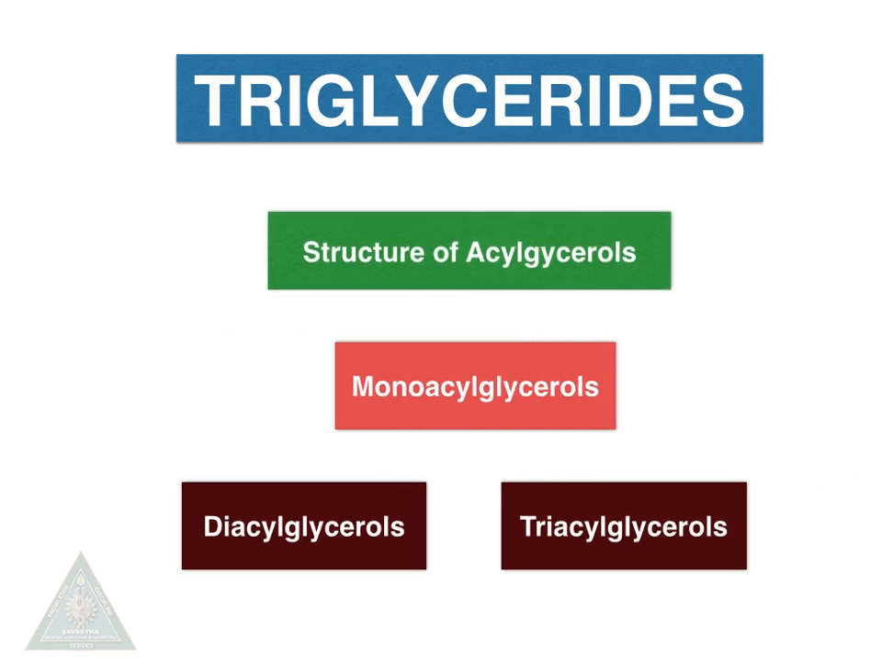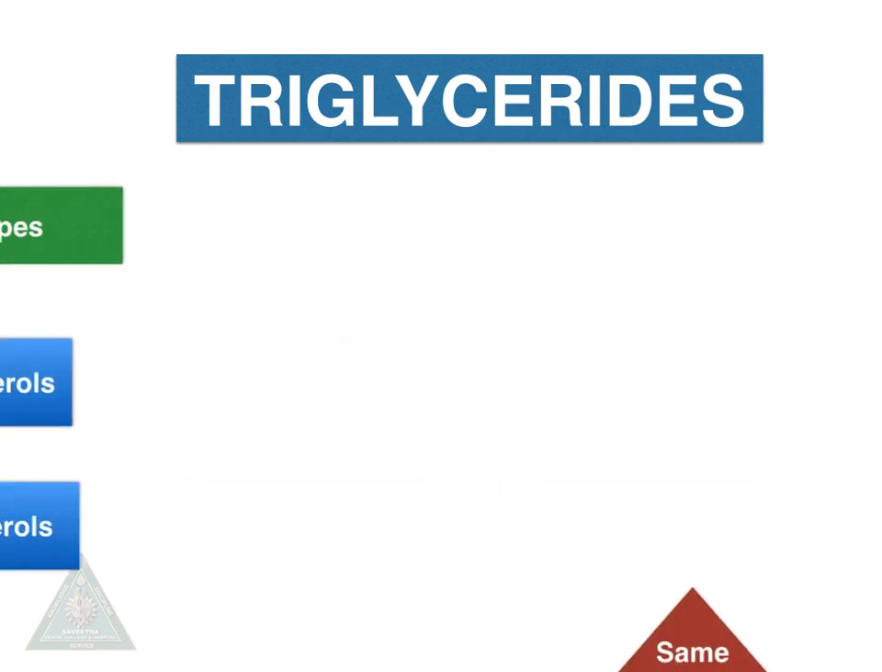Next, we'll be moving to the structure of acylglycerols. There are totally 3 acylglycerols. First is monoacylglycerols, diacylglycerols, triacylglycerols. In this, the first, second, third carbon molecules of glycerol are esterified to fatty acid. As mono is first carbon, di is second carbon, and tri is the third carbon.